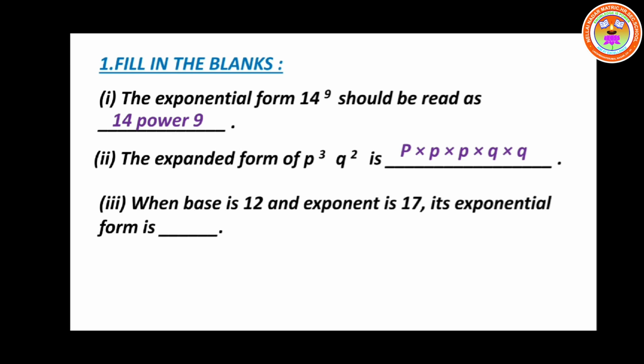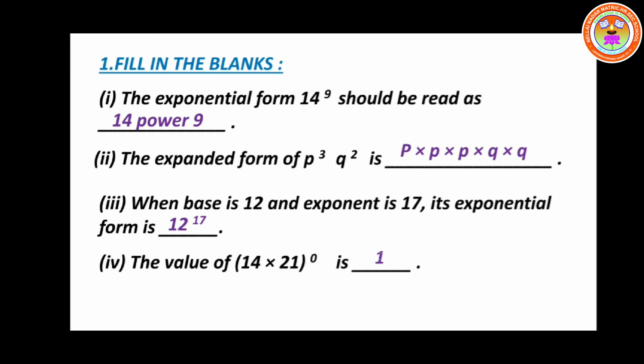Subdivision 3. When base is 12 and exponent is 17, its exponential form is. So the base is 12, so you can write 12 to the power 17. Subdivision 4. The value of 14 into 21 to the power 0 is dash. Already we have learned in the laws of exponents, a to the power of 0 is what? 1. So this answer is also 1.